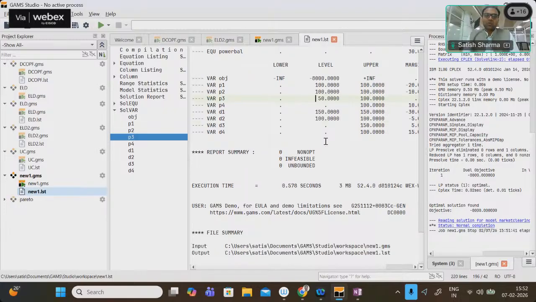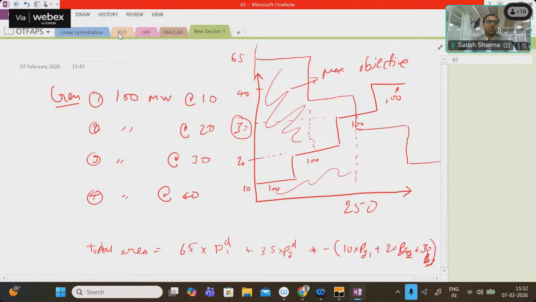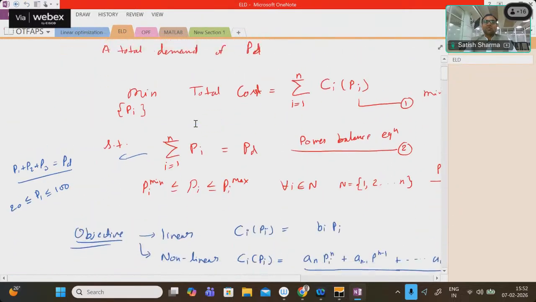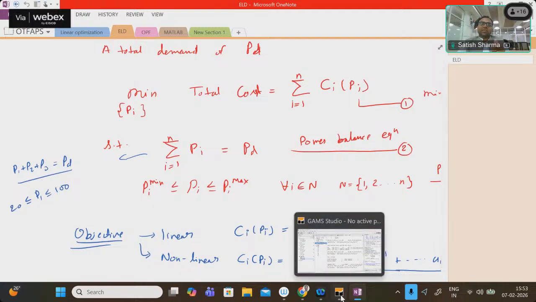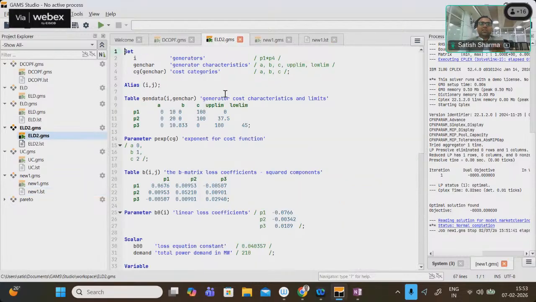Okay, so if you read the model statistics, we will talk about it. First, let's see the economic load dispatch problem. So this is our economic load dispatch problem, and this is how I write it. Minimization of total cost equals summation over 1 to n of C_i P_i, subject to the power balance equation and power generation limits. So how can we write that in code? You can see, let's say these are my codes.